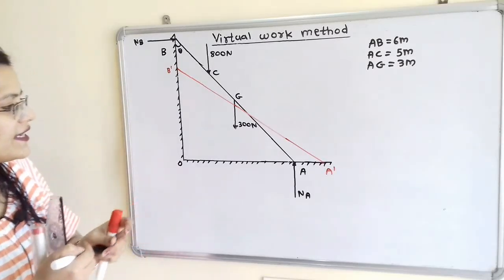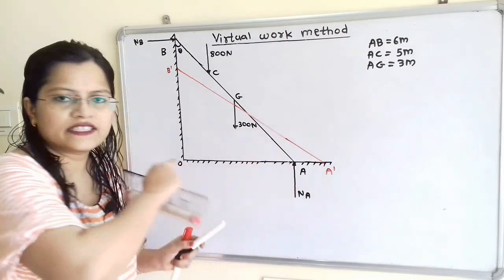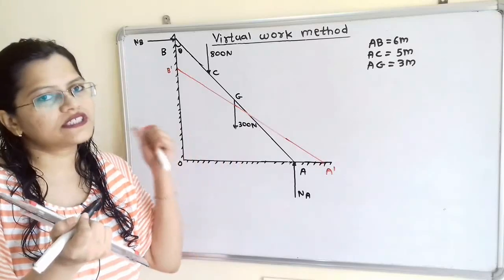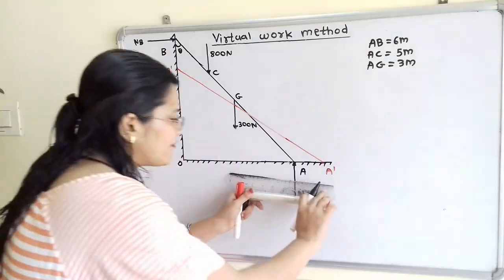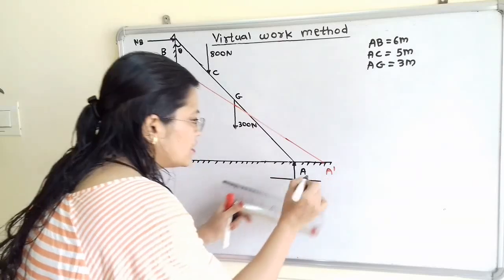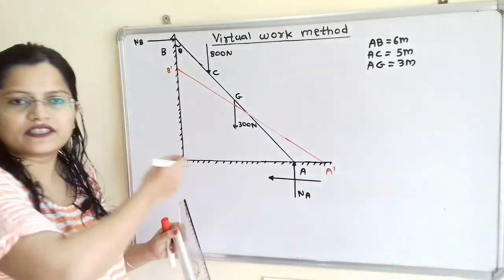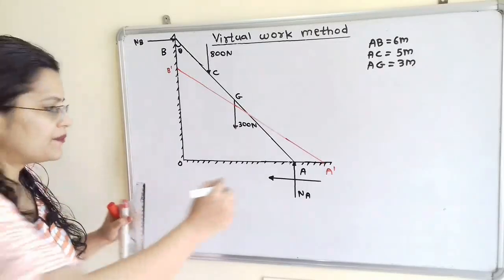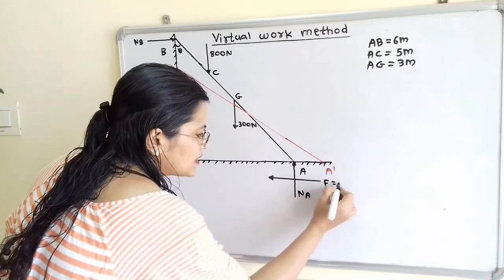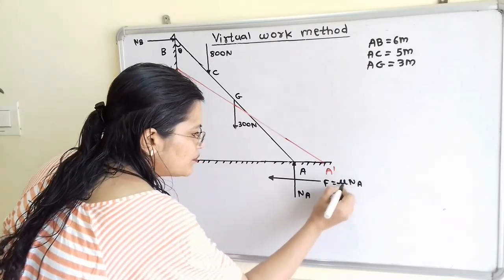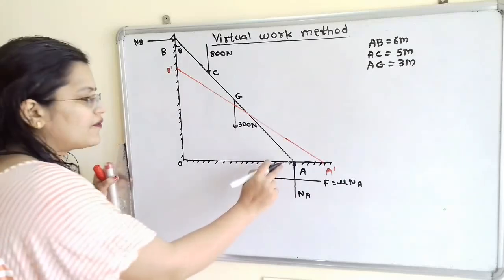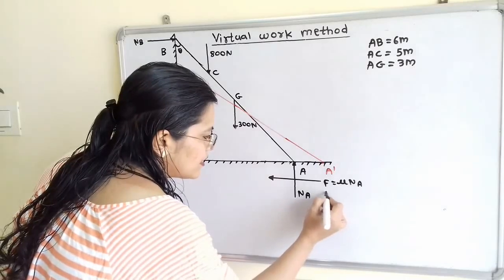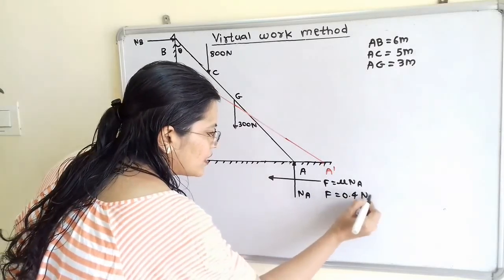Now this point A is displaced from A to A dash, that is towards the right hand side. So we have to show frictional force is in the opposite direction. So I will show here the frictional force in the opposite direction of displacement, that is towards the left hand side. So frictional force, that is mu into NA. So I will show here F is equal to mu into NA. So this mu, that is this coefficient of friction in between this ladder and the horizontal surface is given. F is equal to 0.4 NA.